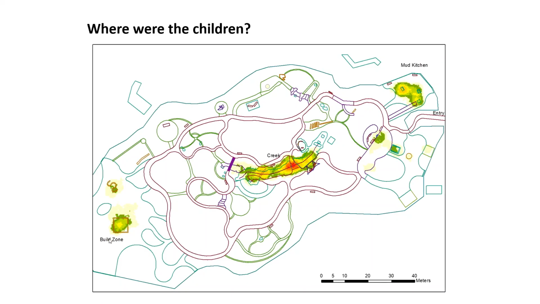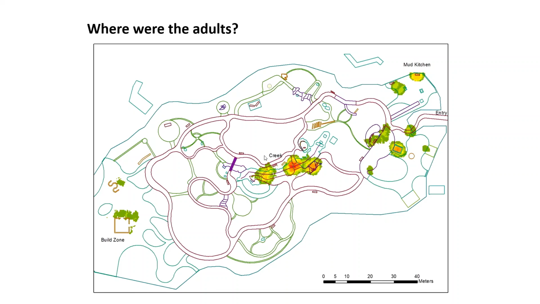This is an example of a heat map, and this is one of the spatial statistical analyses that you can do in ArcGIS. Here we see that areas in red represent a high concentration of children, areas of light green a lower concentration, and in the white areas we didn't observe any children. So again, here are the three main areas: the mud kitchen, the creek, and the build zone.